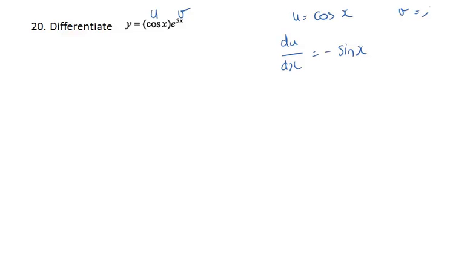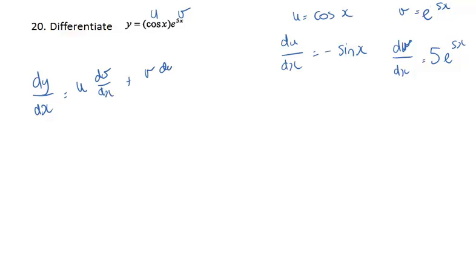So v is equal to e to the 5x. Differentiating v with respect to x, it's e to the 5x, so here we bring down our 5, it'll be 5e to the power of 5x. Now putting this into our formula, dy on dx is u times dv on dx plus v times du on dx. So here cosine of x multiplied by dv on dx, which is 5e to the 5x, plus v, e to the 5x, multiplied by negative sine of x.